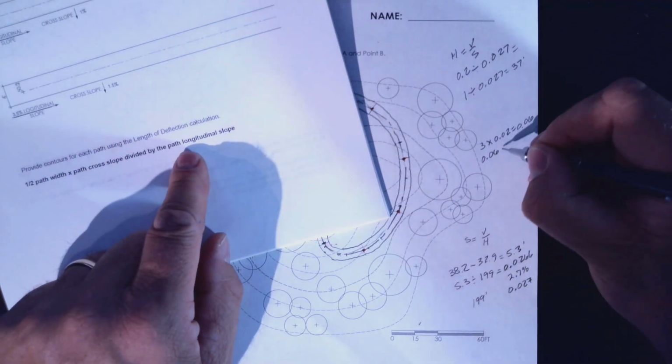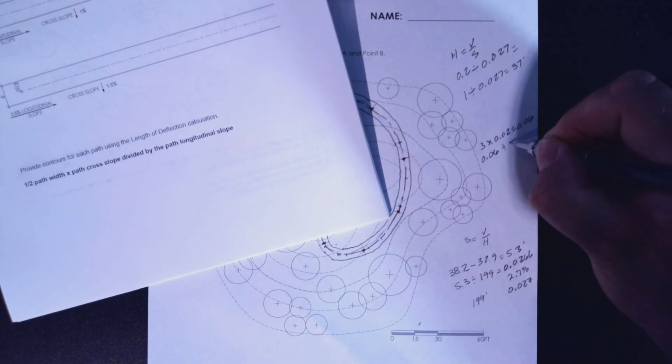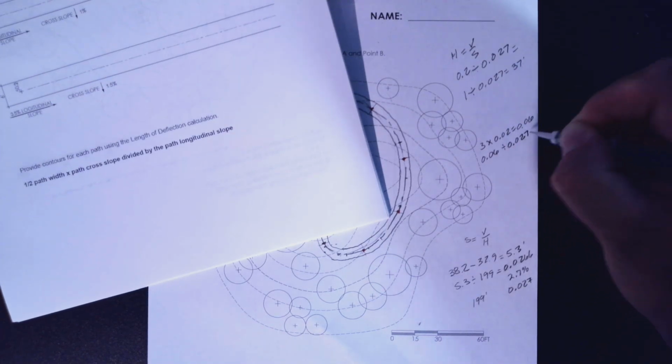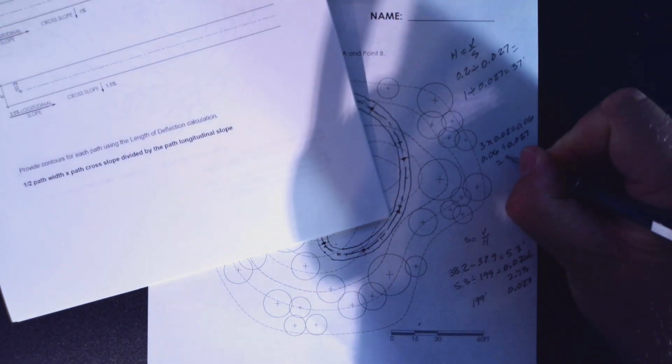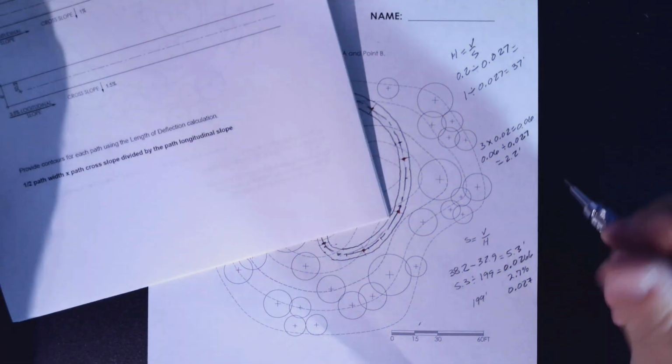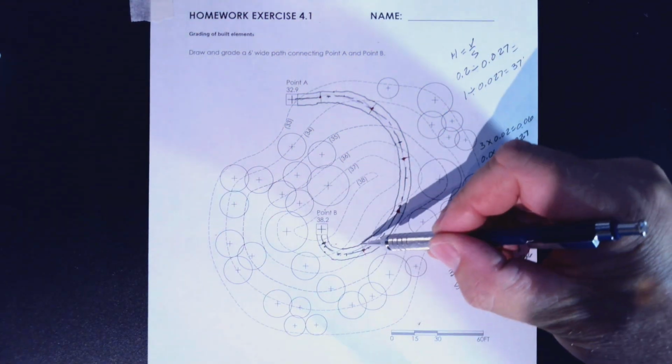Then we divide by the path longitudinal slope, which we said was, for me, 0.027. Again, this is my number. Yours won't necessarily be the same. You draw the path how you want to draw it. But let's do 0.06 divided by 0.027 equals 2.2, so 2.2 feet.